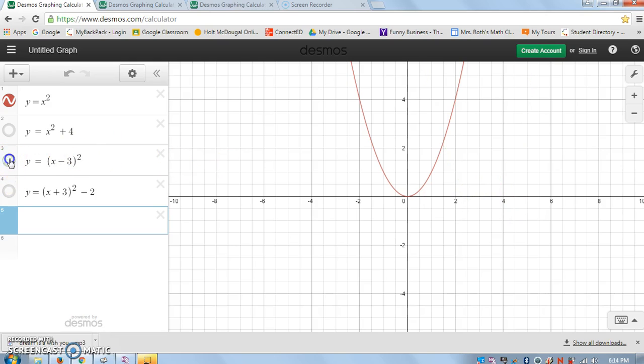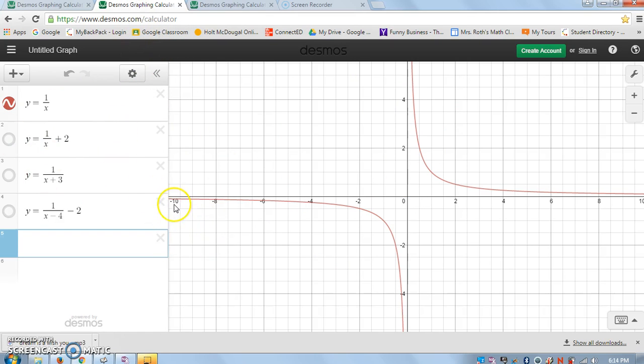The last one is shifted down 2. That's what this one is doing. See, it's shifted down 2, and it's shifting to the left because of this plus 3 right here. And so the vertex was changed. So if you remember, the vertex was HK. So the vertex is -2, -3 for this parabola. So it's the same concepts that we're going to be using for rational expressions that we have for parabolas.